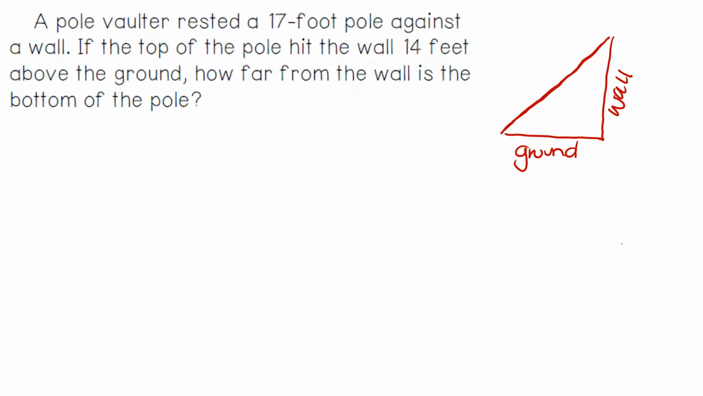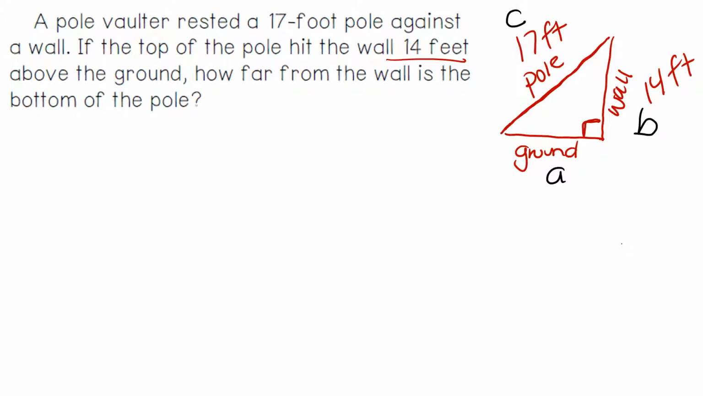Typically, if you have the bottom section of a right triangle, you will have the diagonal as well, which is going, in this case, to be the pole. It tells us that the pole is 17 feet and that the wall is 14 feet, meaning the ground is missing. We know that the edges of the right triangle are A and B, the legs. The diagonal line is C, the hypotenuse. Using that information, once we have drawn and labeled the triangle, we can plug in the information.